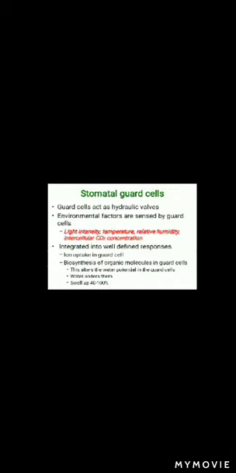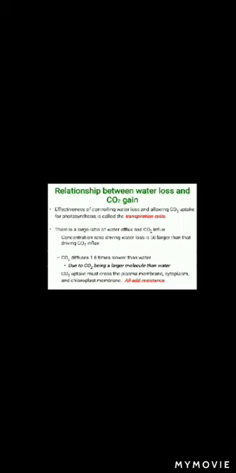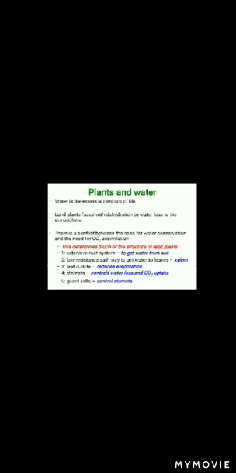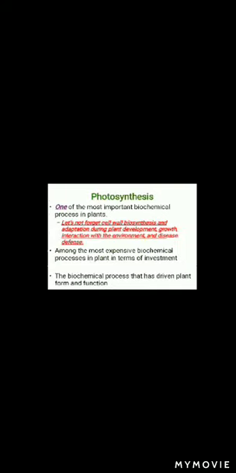These are the guard cells. This is the relationship between water loss and CO2 gain. This is the water status of the plant. This is not in concern with your syllabus, but for further information I have mentioned it over here.